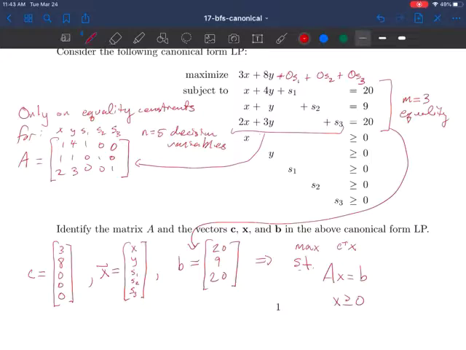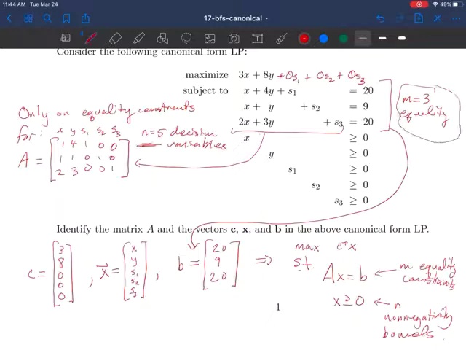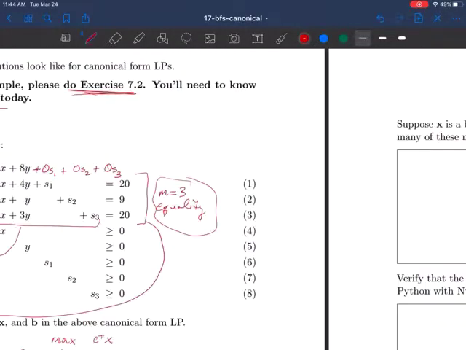If this form confuses you at all, please review the last lesson again and think about how the matrix multiplication works. Remember that for this particular case, this represents M equality constraints and this represents N non-negativity bounds. In this case, remember N is equal to 5 and M is equal to 3.